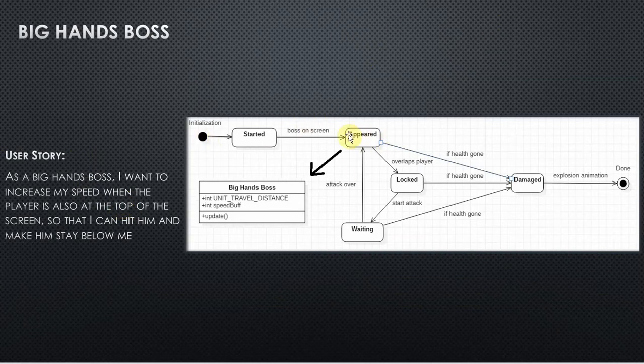So once it gets to the appeared state, it checks to see if the player is overlapping it vertically, and it uses a unit travel distance and a speed buff during its update. It doubles this unit travel distance and speed buff, effectively doubling the speed when it's on the top of the screen, making it very difficult for the player to not get hit when he's up there. And the overlap gets checked in the update method every frame.